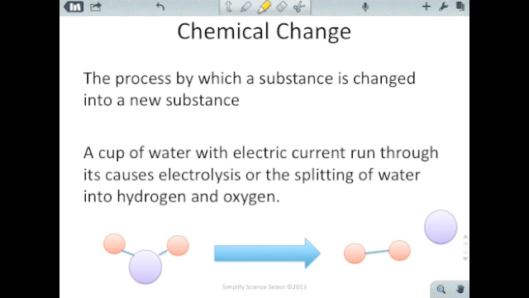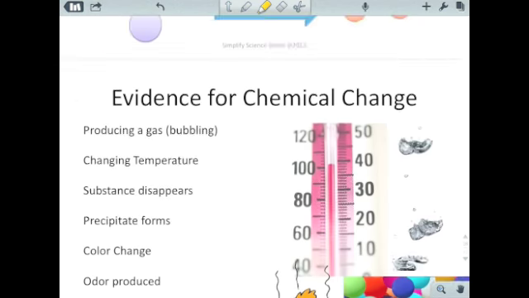If we take a cup of water and put electrical current through it, we see that it'll conduct that electricity, but what happens is it's splitting the water into hydrogen and oxygen. It splits it into gas. And what we see is that when it splits into the gas, it's breaking it up. It's something different than what it was, so that would be a chemical change.